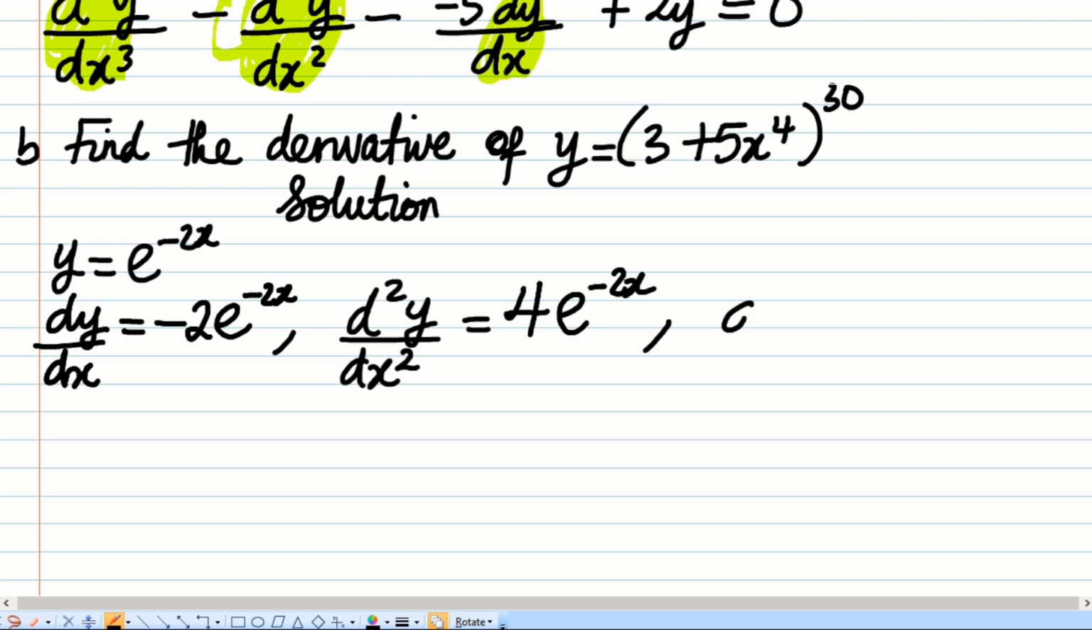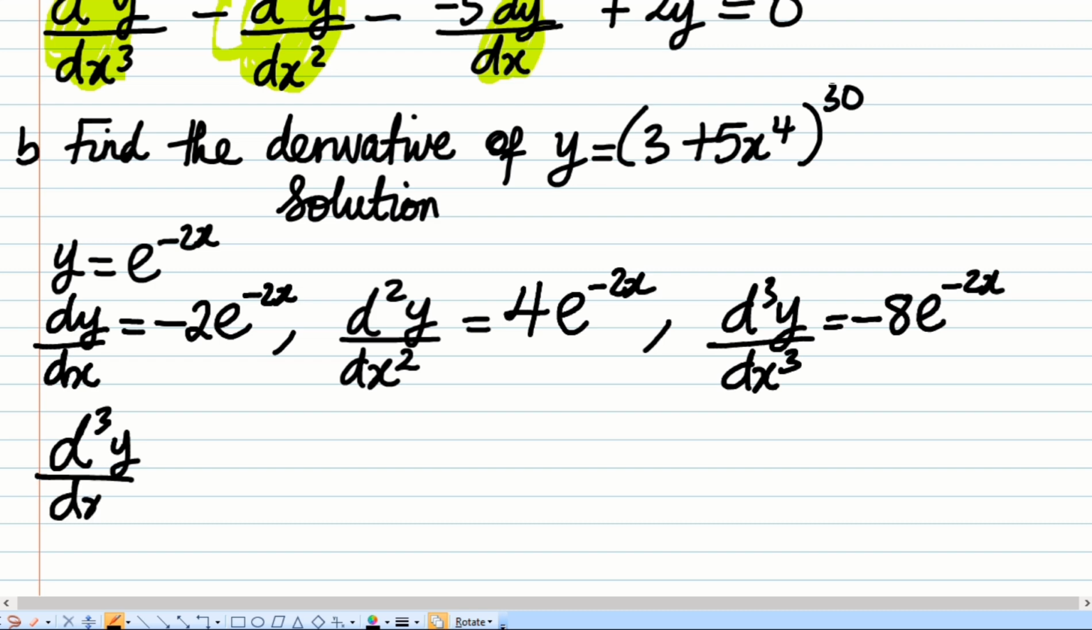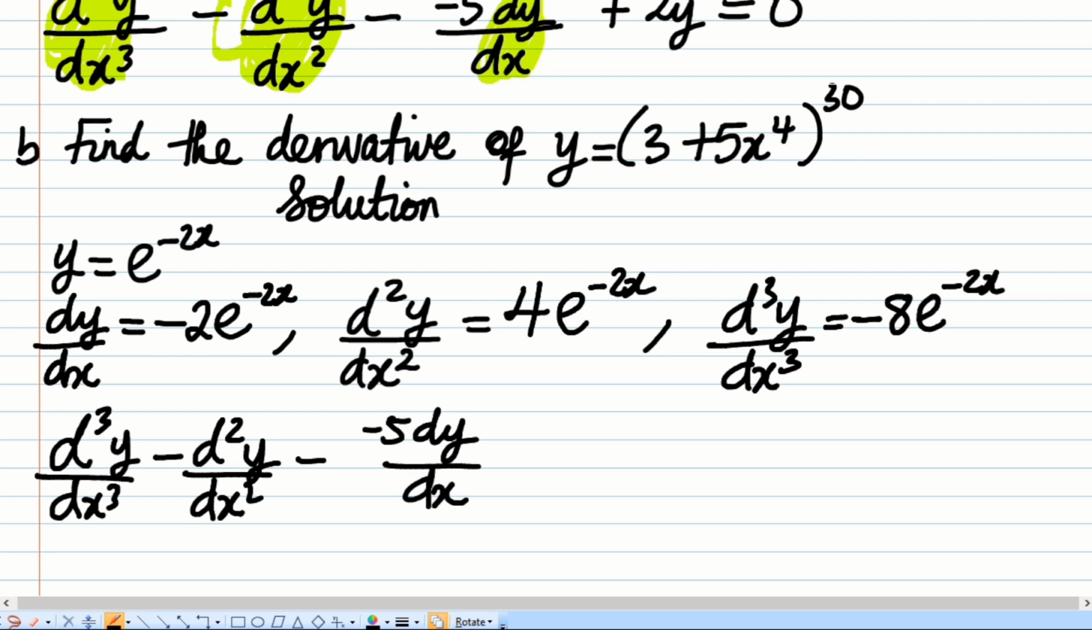Good. And then the third derivative is d cube y dx cube. Differentiating this again, differentiate minus 2x, you get minus 2. Then minus 2 times 4 gives minus 8 exponential minus 2x. Now we're asked to show that d cube y dx cube minus d squared y dx squared minus 5 dy on dx plus 2y is equal to 0.